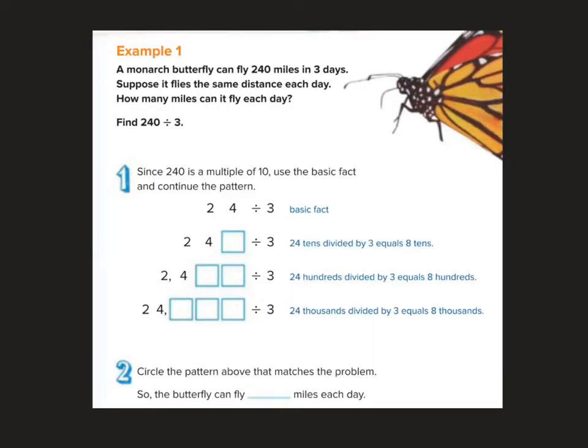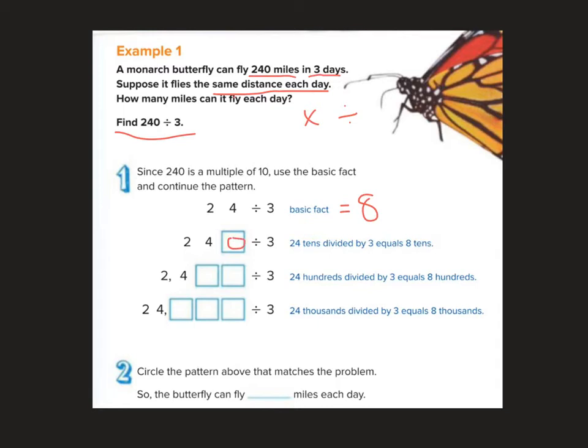A monarch butterfly can fly 240 miles in 3 days. Okay, there's our important information. Suppose it flies the same distance each day. So that's a clue too, because we know we're either going to multiply or divide, because it says same distance, equal groups, kind of what our brain starts to think. How many miles can it fly in each day? So we're going to find what is 240 divided by 3. So our basic fact is 24 divided by 3, and that equals 8.